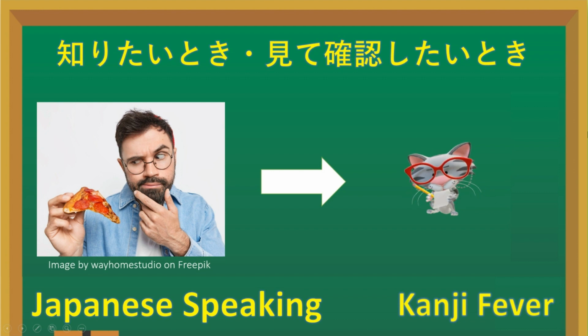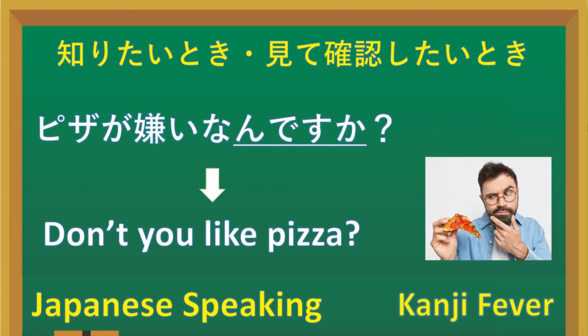Let's take one more example. This person is staring at pizza. Hmm, it may be possible that he doesn't like pizza. So now it's my assumption, and I would like to confirm with him. So how will I ask the question to him? Pizza ga kirai nan desu ka? Don't you like pizza? If you look at the pattern here, desu ka is how we frame a question, right? And before that, in the previous example, there was a dictionary form. Here, it's a na-adjective. Kirai na, that is the na-adjective form. So, pizza ga kirai nan desu ka? Don't you like pizza?